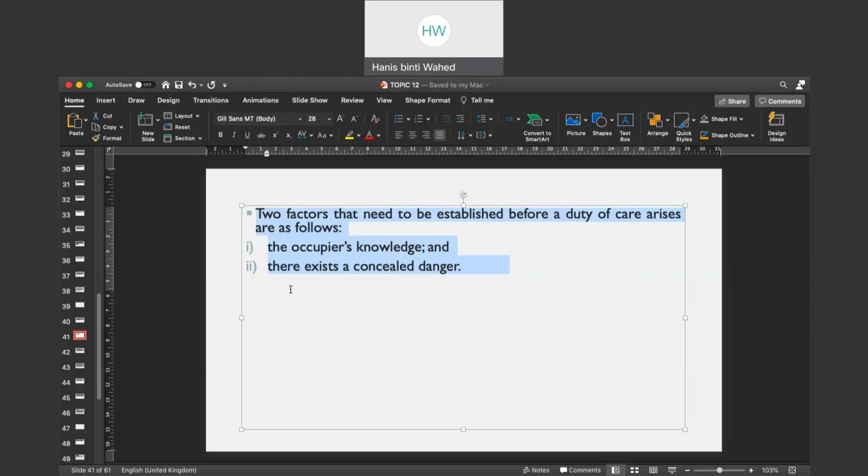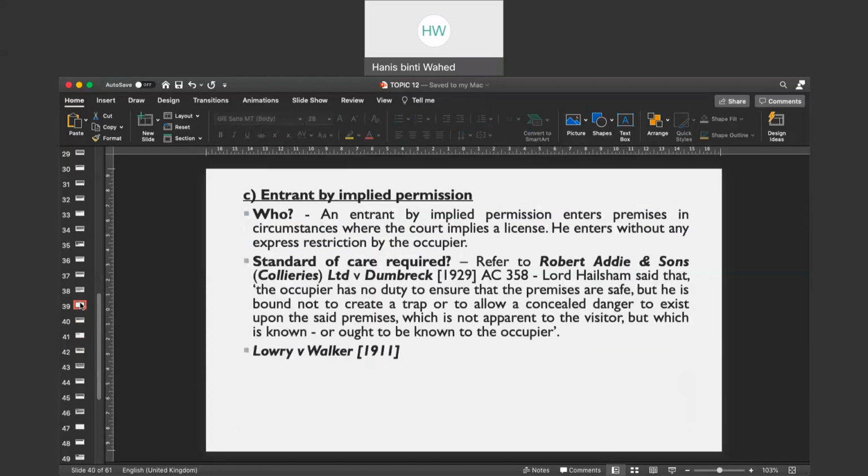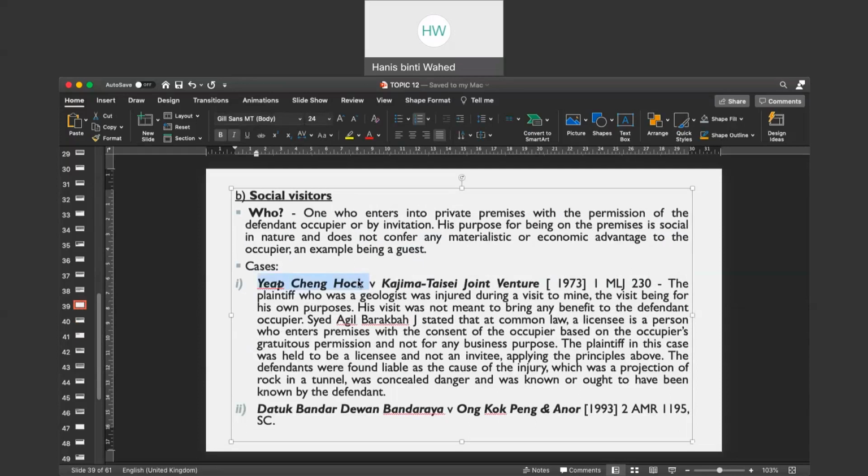For example, you boleh refer kepada case, yes, the same case, the case of Yap Ching Hock, the same case that we've discussed just before this. The plaintiff ni adalah geologist ya, dia visit tunnel for his own purpose ya. Okay. Jadi dalam kes ini the court held that the plaintiff was a licensee because they entered the tunnel ya, after getting permission, and then the court held that the defendant was liable. Kalau you baca kes ni, the court held that the defendant was liable.